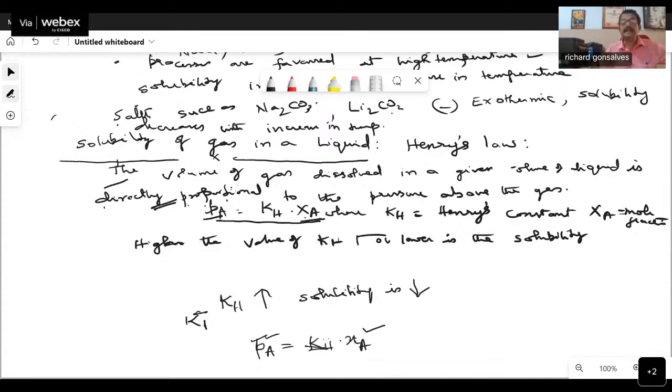Now, this is called Henry's law. Therefore, tell me, what is Henry's law? The mole fraction of the gas which is dissolved in a solution is directly proportional to the partial pressure of the gas above the liquid. That is called Henry's law.